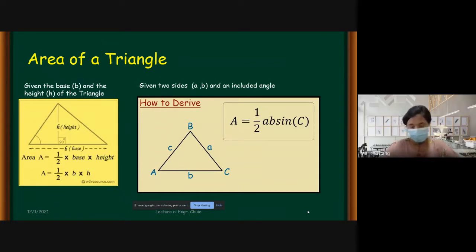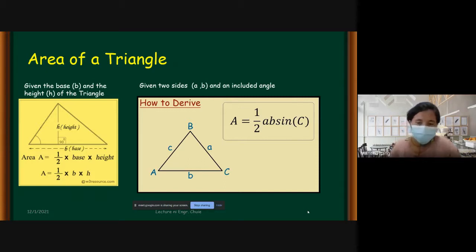So for the triangle, we only have three topics here. We have determining the area of a triangle, which is very important in the field of surveying, so we are dealing with computing the area. We are also to determine the median and the altitude of a triangle. And at the end, we'll be having a short exercise on this.